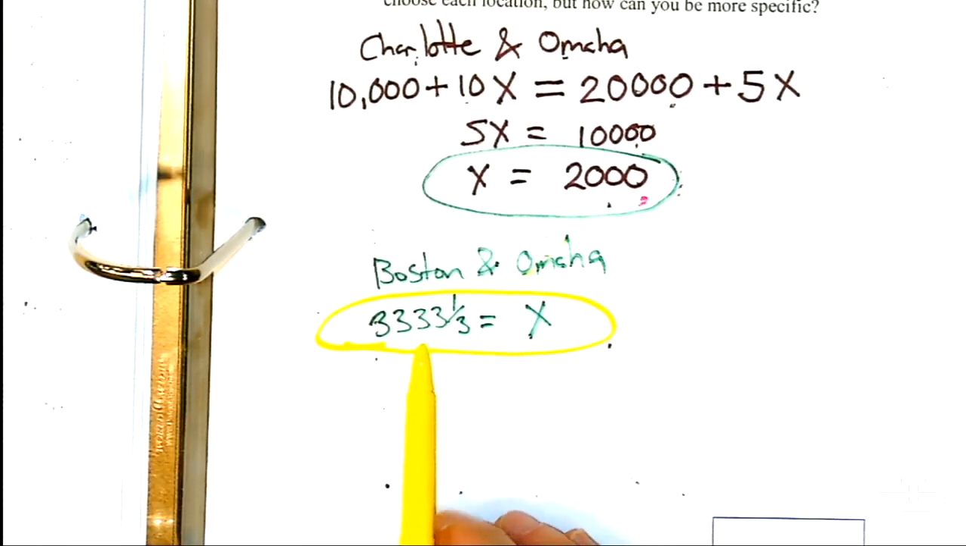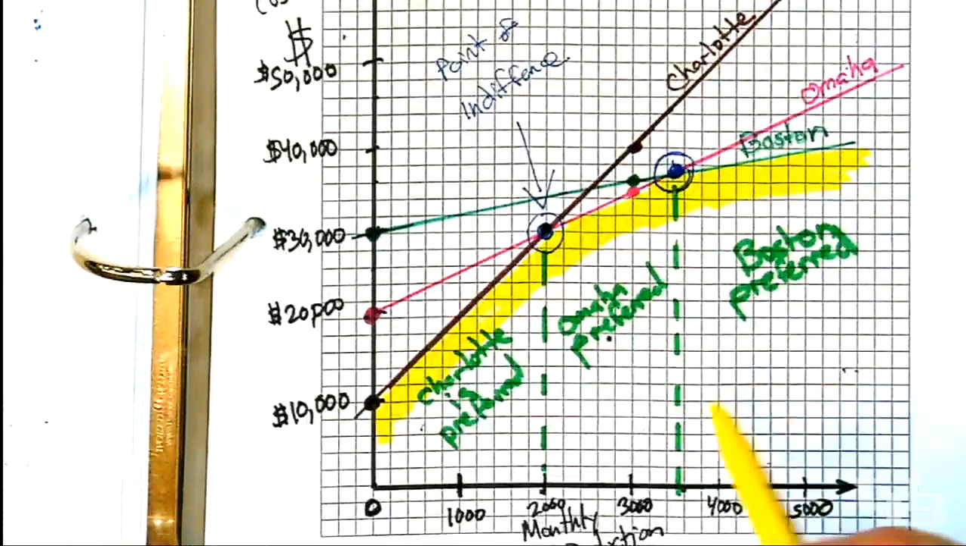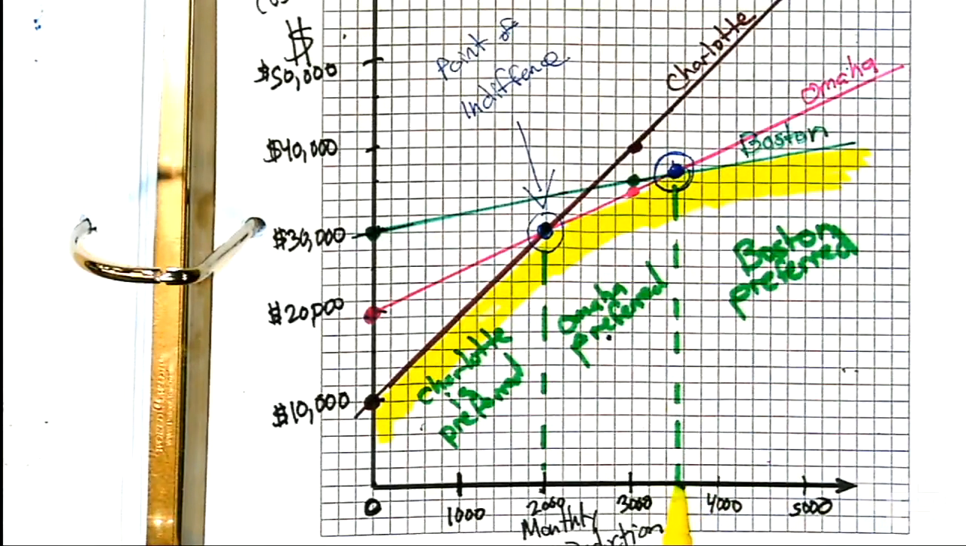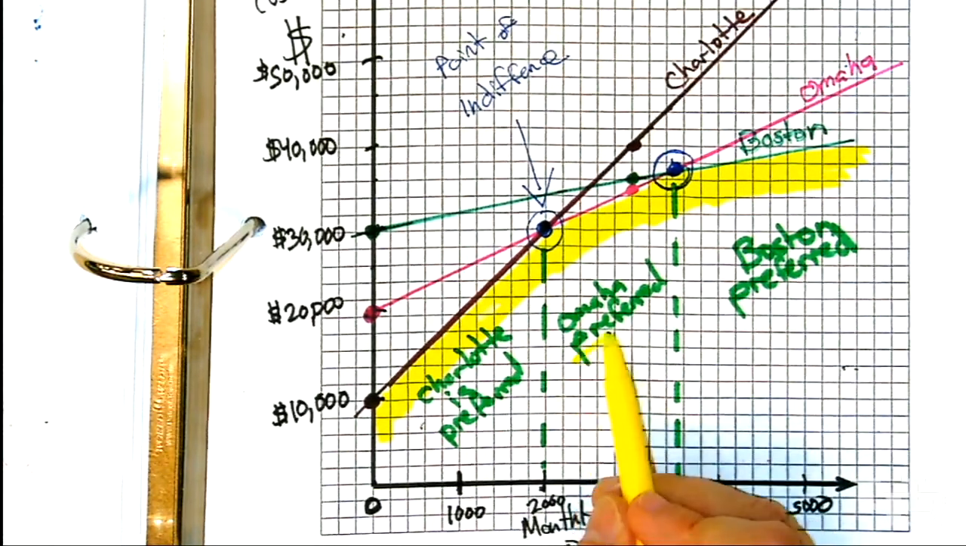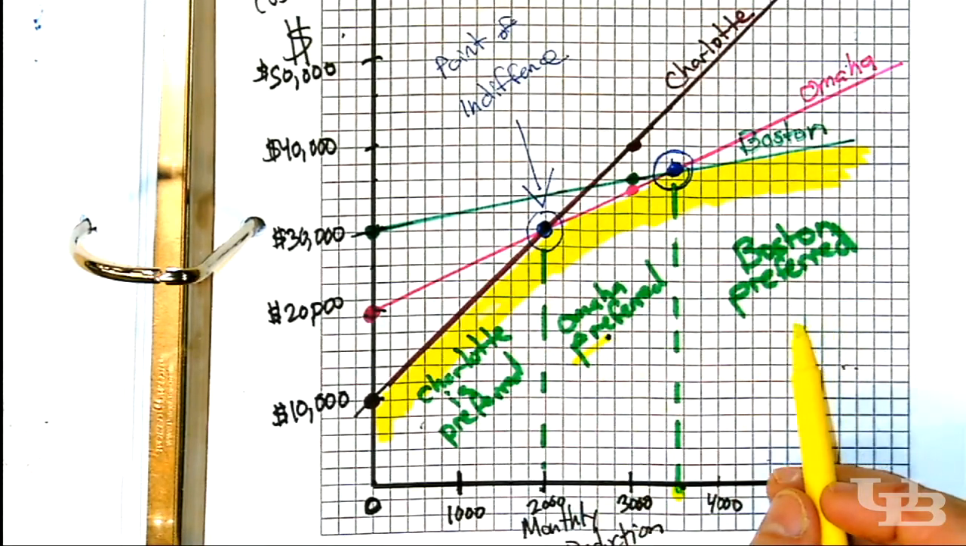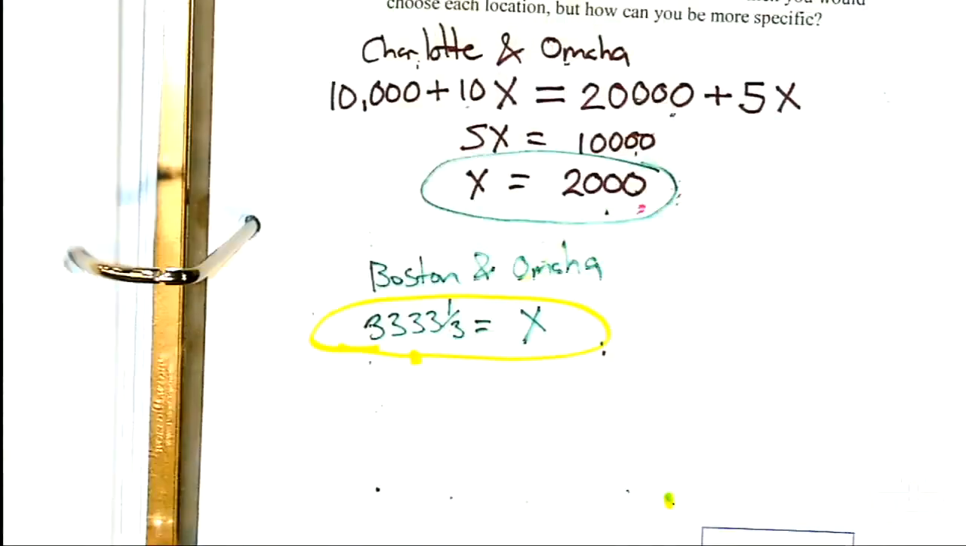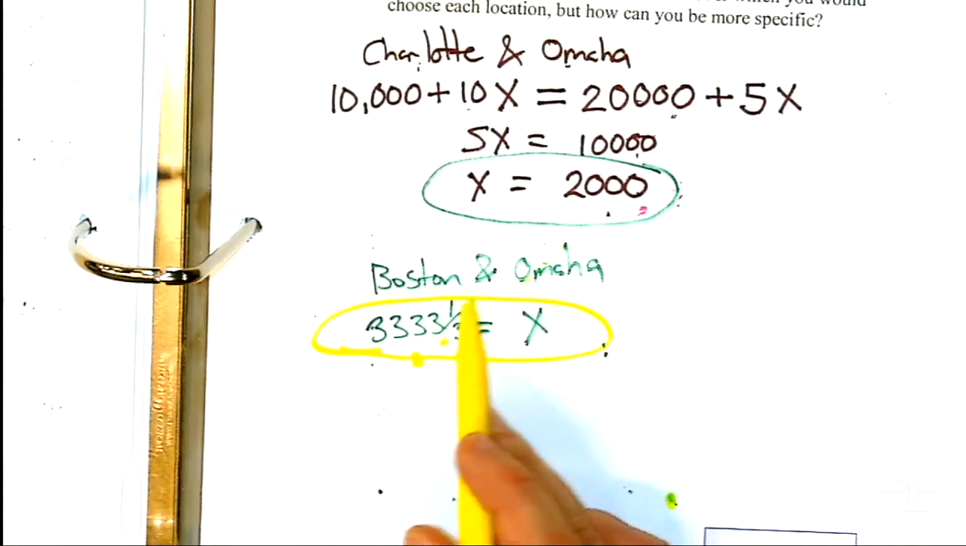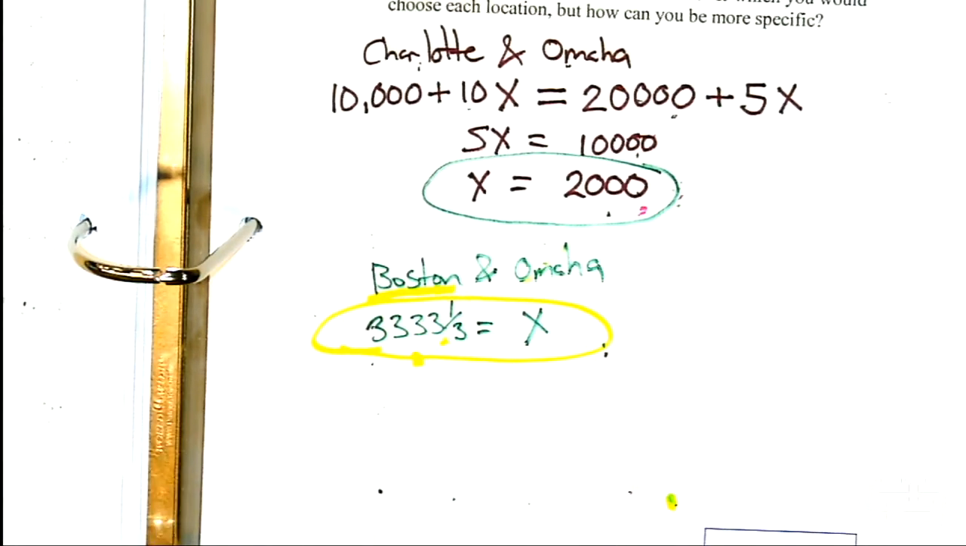I get that the point of indifference between Boston and Omaha algebraically is 3,333 1/3, which is sort of where it landed on my freehand graph. Meaning at 3,333, you would prefer Omaha, and at 3,334 a month is when you would start preferring Boston. And from 3,334 upwards to any number, theoretically, Boston is where we want to be, right? That is a high enough volume to make the high fixed cost worthwhile.